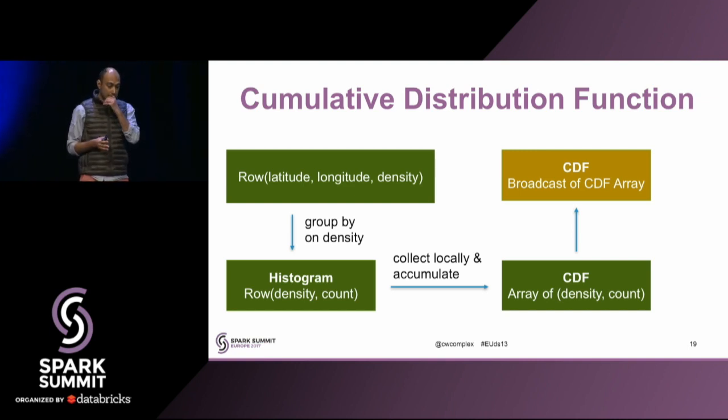So the way we do this is take the heat map with the densities, and we just use group by. So we can use simple data frame API SQL operations, so histogram on the density, just the density column. We accumulate locally, or collect locally, to build our CDF. And importantly, we have to broadcast the CDF. So this is what gives us scalability.